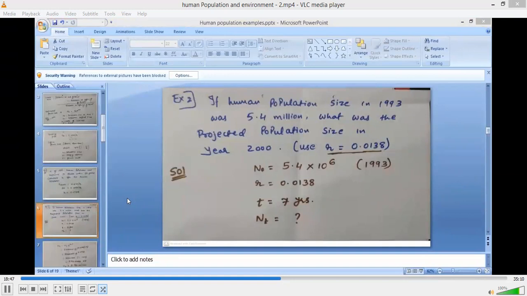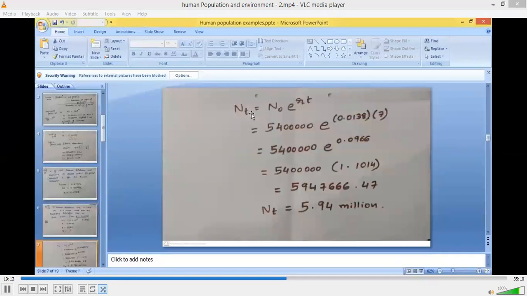I need to find out the value of Nt, because I require the projected population size in the year 2000. So Nt will be the population at the year 2000. Which formula should I use? I will use the second formula that I have. Nt is equal to N naught e raised to rt. Now what is this e? E is the value that you will get by pressing shift and natural log on the calculator.